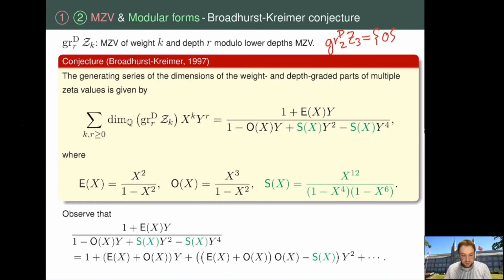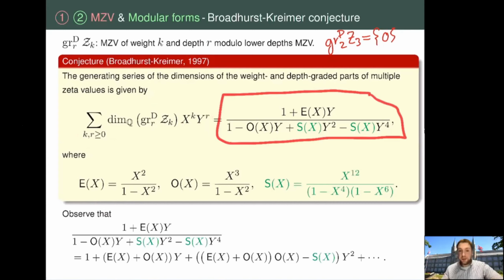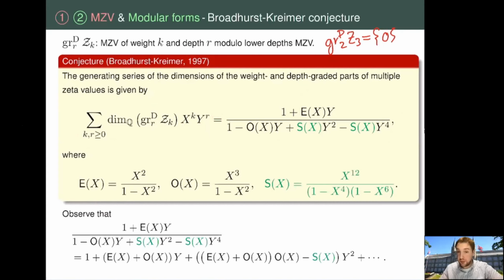And then the conjecture by Broadhurst and Kreimer gives a conjecture for the generating series now in two variables, the x for the weight and the y for the depth. And the statement is that this is given by this fancy looking rational function here. And what are the building blocks of this rational function? So there are three things here, this O and E.